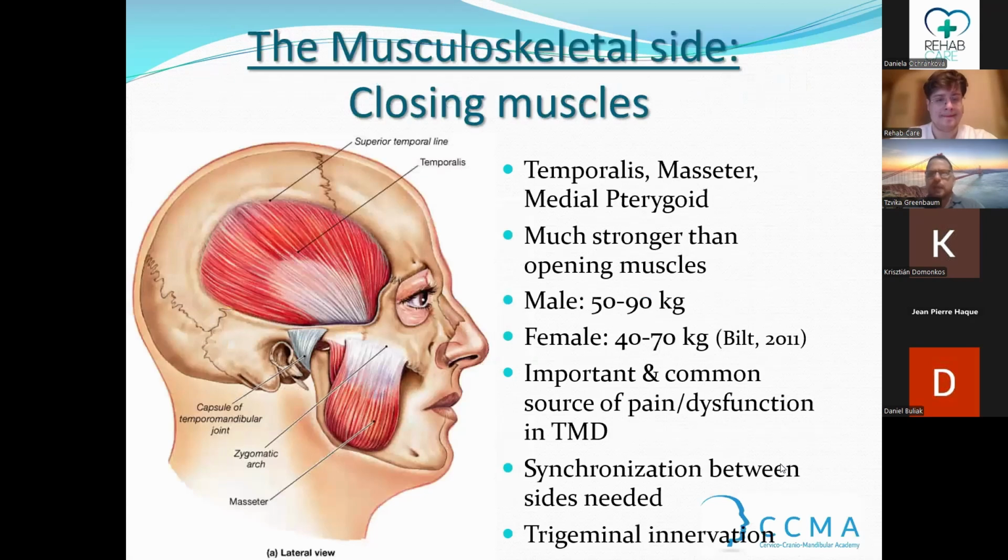So let's speak about the other side of the system. So the joint is in the middle, the dental is one side of the equation, the other side of the equation is musculoskeletal, purely musculoskeletal, and mainly we speak about the closing muscles, the mouth closers.